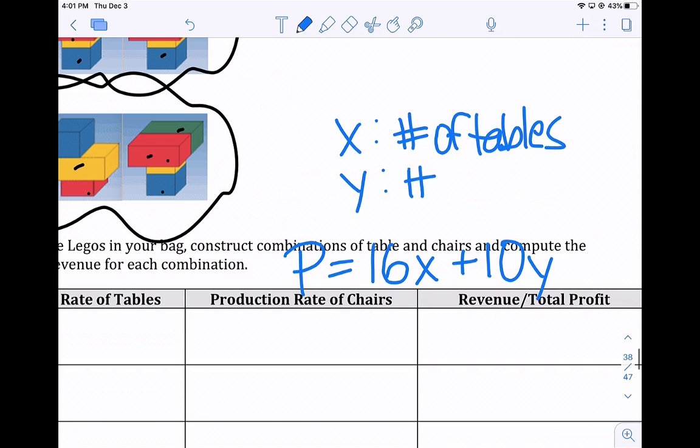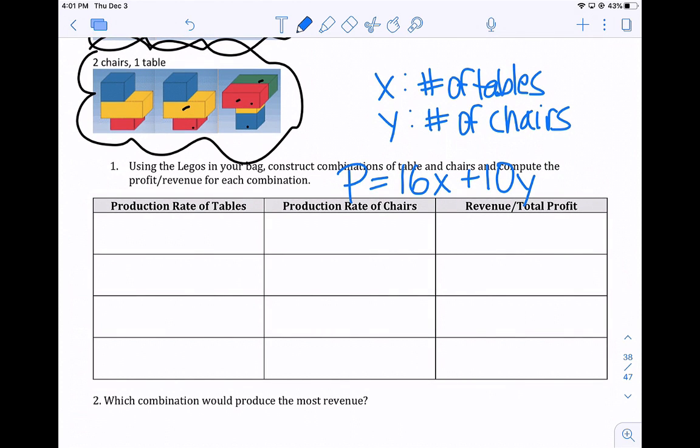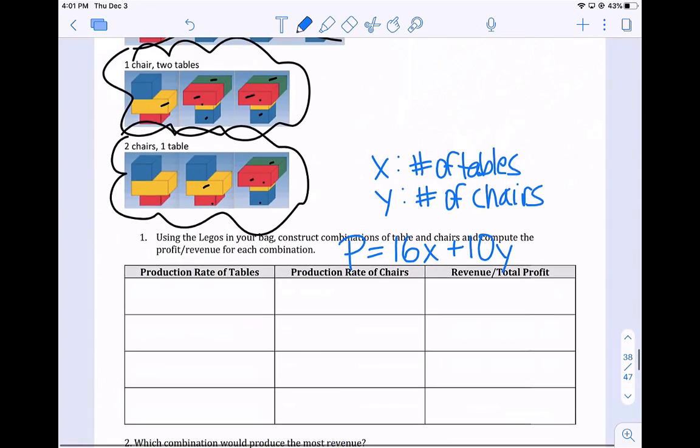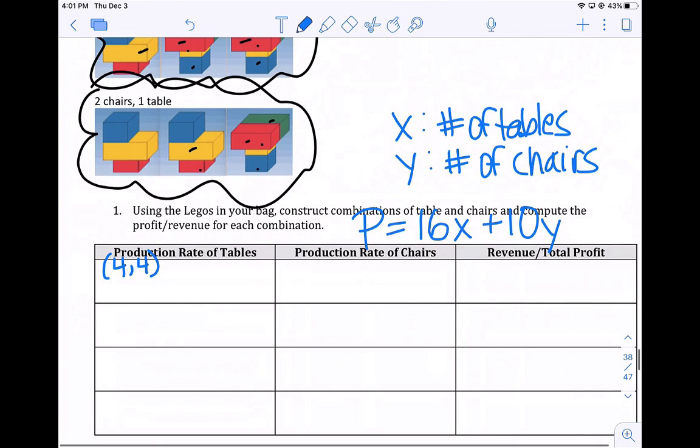Y is the number of chairs. Okay, let's calculate profit. Let's do 4 tables and 4 chairs. Okay, so this is the profit of 4 tables, 4 chairs. I'm just going to put it right here. All right, so let's calculate it.